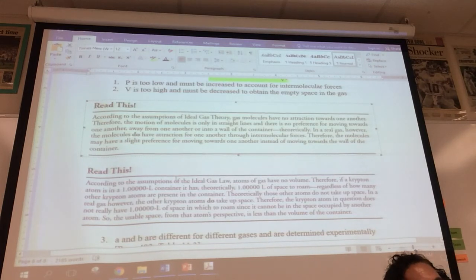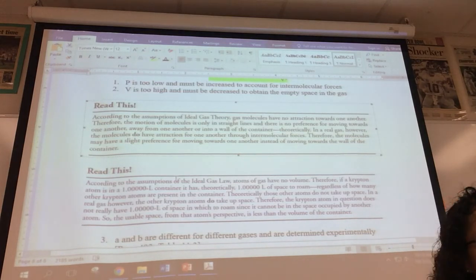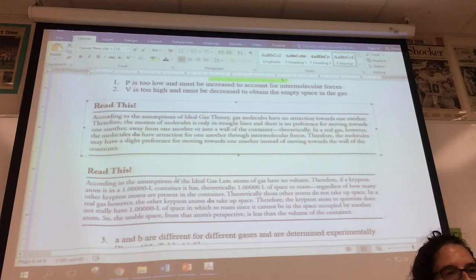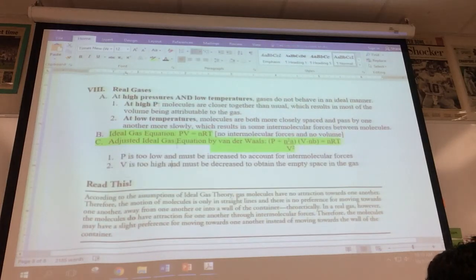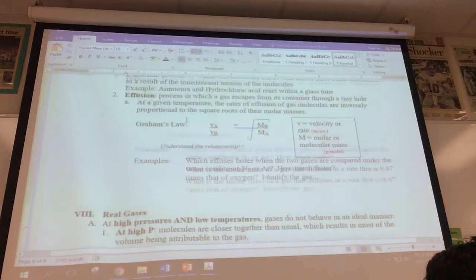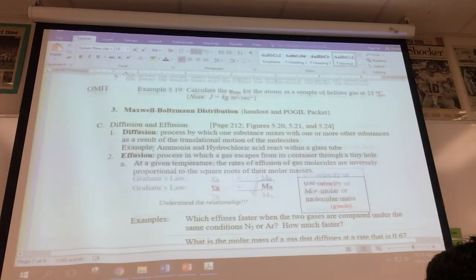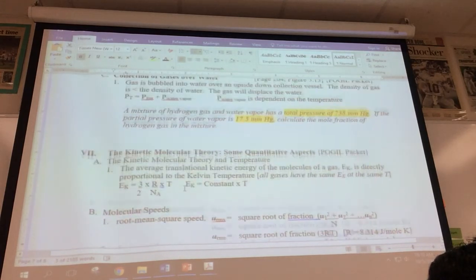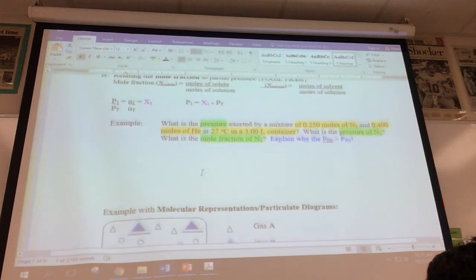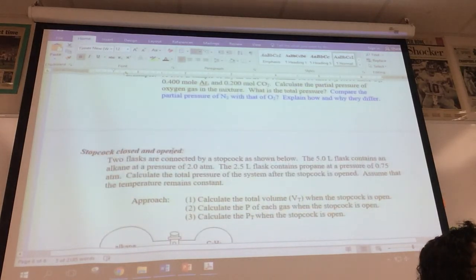I looked at the packet. If you want a copy of the packet, I'd be happy to provide you with one, but it was very long and really tricky. All right. Know the conditions of real gases. Understand diffusion and effusion. Interpret graphs for the Maxwell-Boltzmann distribution. If you didn't do that POGIL packet yet, you better do it tonight. Understand mole fraction and partial pressure.